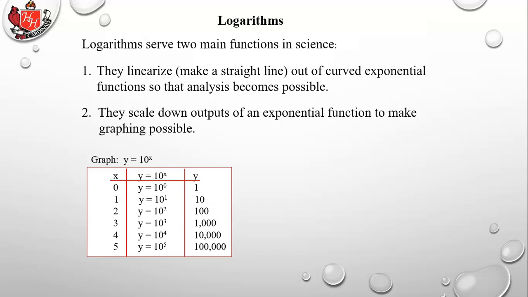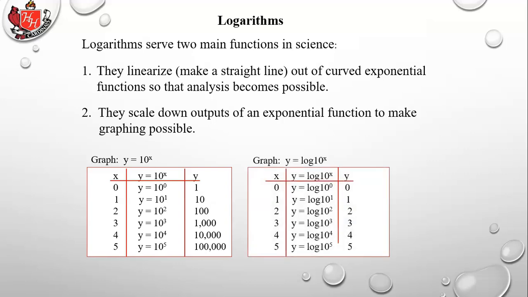So you can see how quickly that output value y grew. By the time you're at 5, you're all the way up to 100,000. So think about trying to graph that on paper. X values go from 0 to 5, and Y values go from 1 to 10,000 or to 100,000. That's really not possible to graph on a piece of graph paper because it goes up so fast. The range of the Y values is so great.